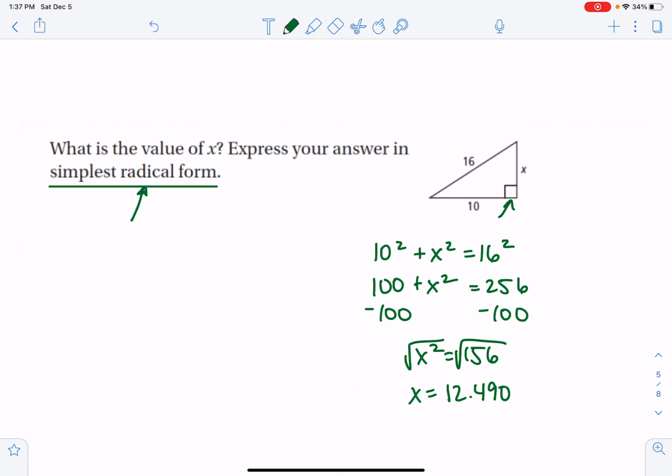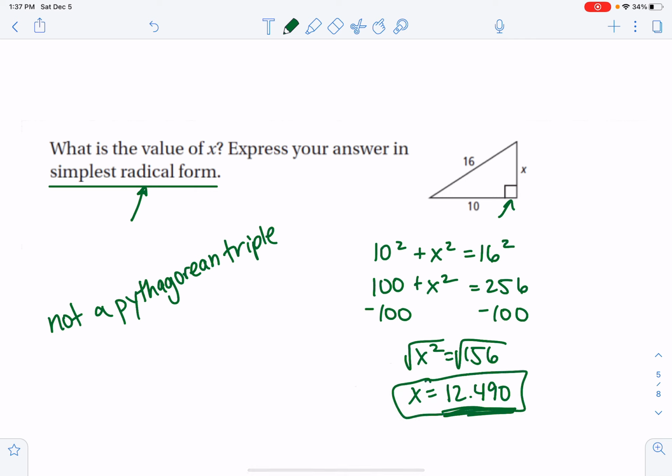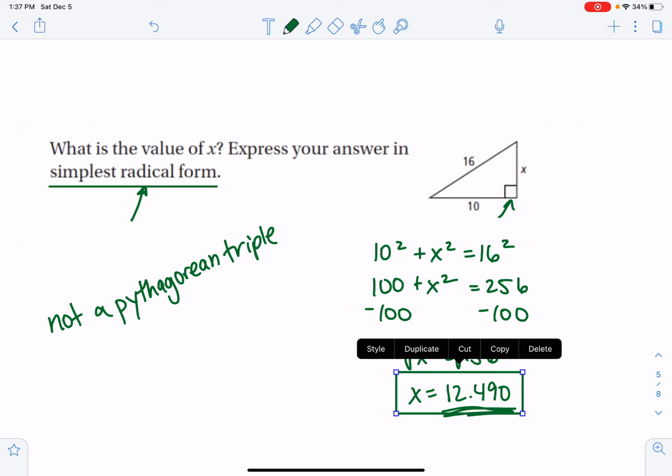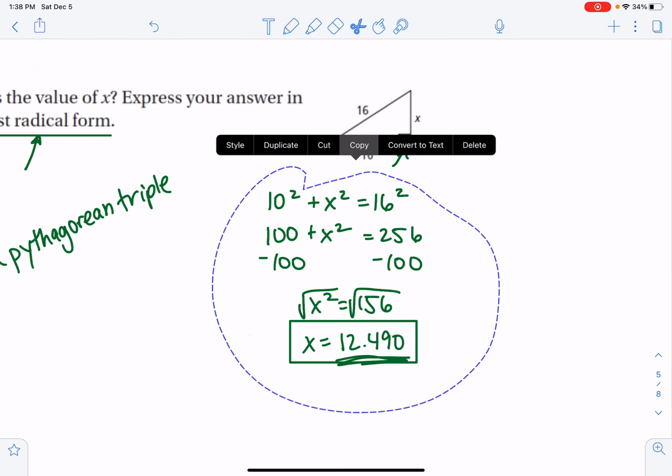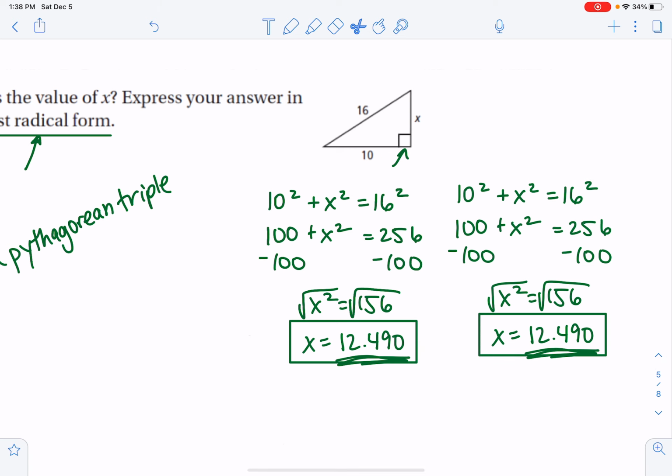Okay, so this is not a Pythagorean triple. And that's because that's a decimal. So this is your answer for x, but on the ACT, they won't have that as one of the multiple choice. What they do instead is they do the whole thing very, very similar. So copy and paste that.